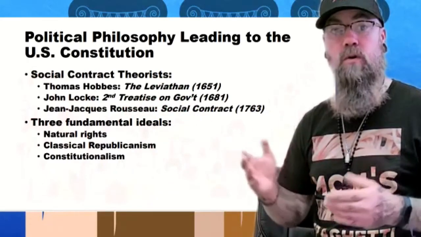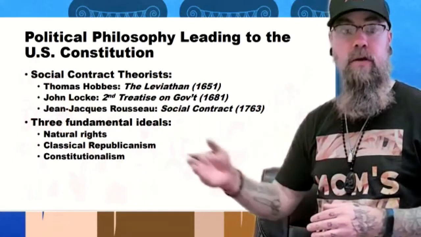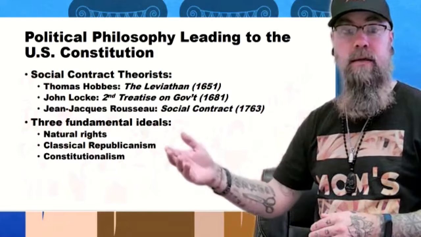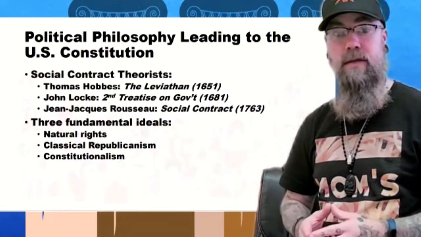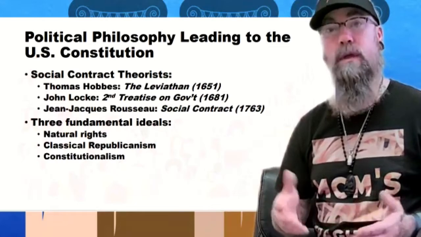These three people wrote what's called social contract theory, and their three fundamental ideas were that people had natural rights, they talked about classical republicanism, and they talked about constitutionalism. Let's go into detail about what they wrote about.